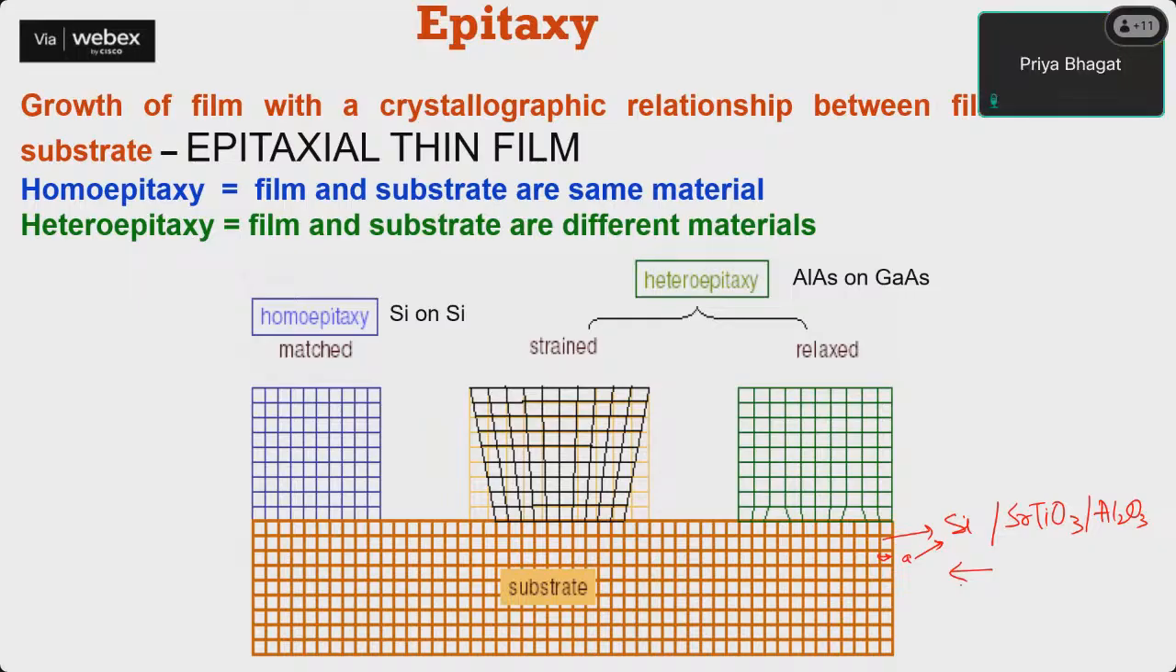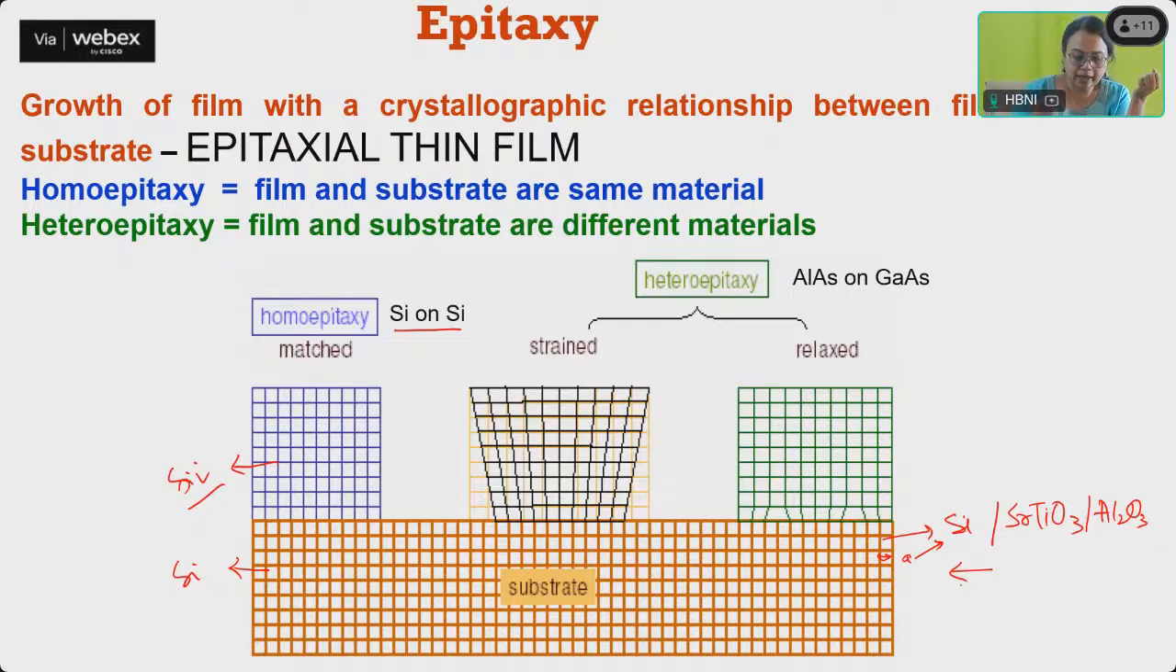Here also we have homoepitaxy and heteroepitaxy. Very similar, because this is also nucleation. In that case also we were trying to nucleate the single crystal on a seed. Here our seed is the substrate, and our single crystal is the thin film. So what happens in homoepitaxy? Silicon on silicon. My substrate is silicon and the thin film we are growing is also silicon.